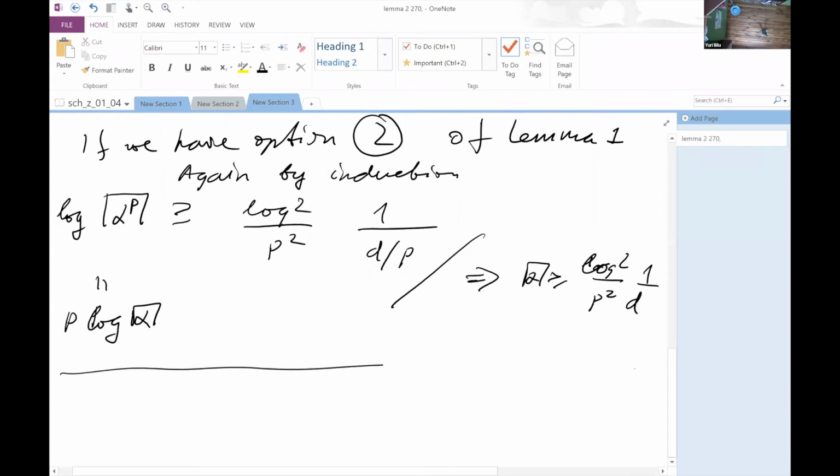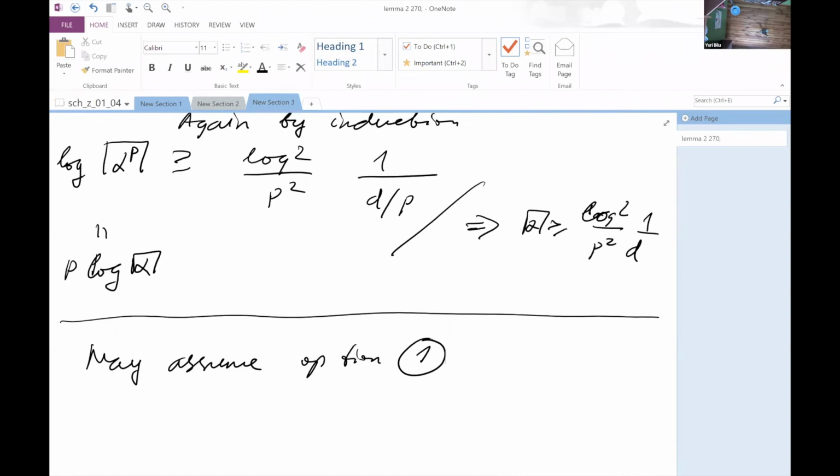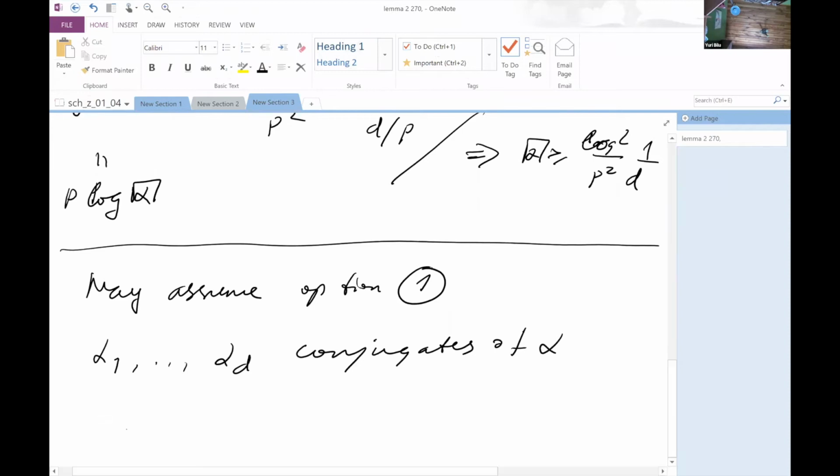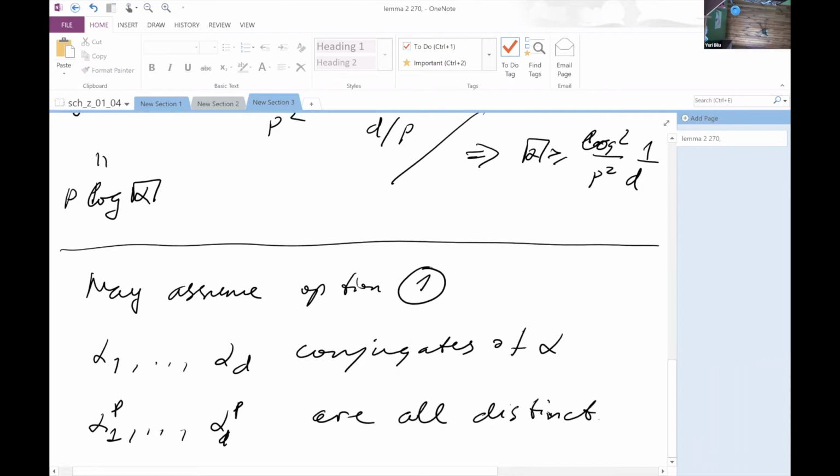So we may assume option 1 of the first lemma, which means what? So we denote alpha 1, etc., alpha d the conjugates of alpha. And option 1 means that the pth powers are all distinct. This is exactly what option 1 means, that these conjugates' pth powers are all distinct.